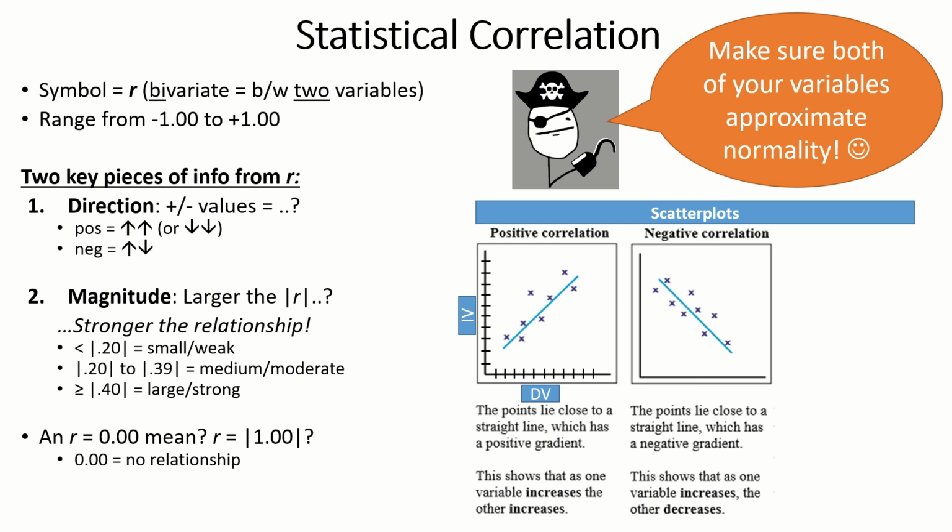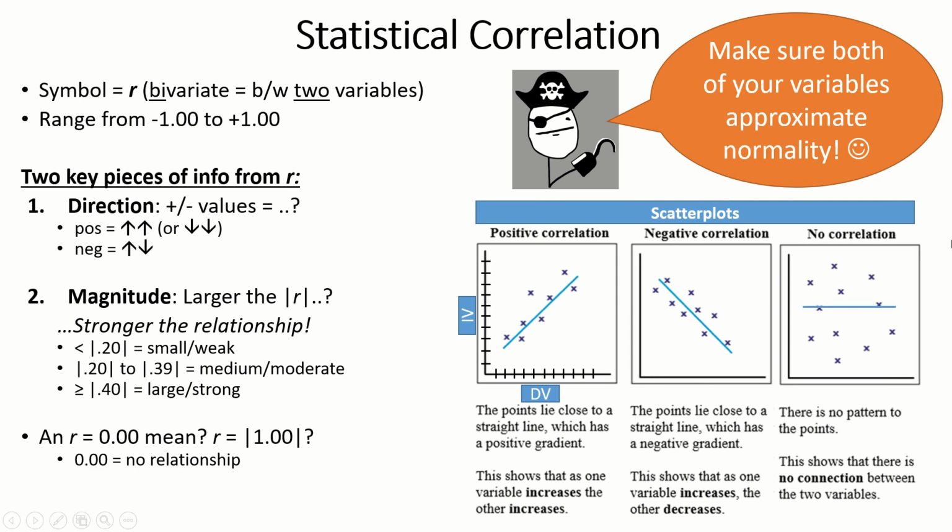But if we get an R value of exactly 1, regardless of whether it's positive or negative, what does that tell us about the relationship between the two variables? We don't have no relationship. A lot of people say very strong relationship. Yes, a very strong relationship. In fact, a perfect relationship.